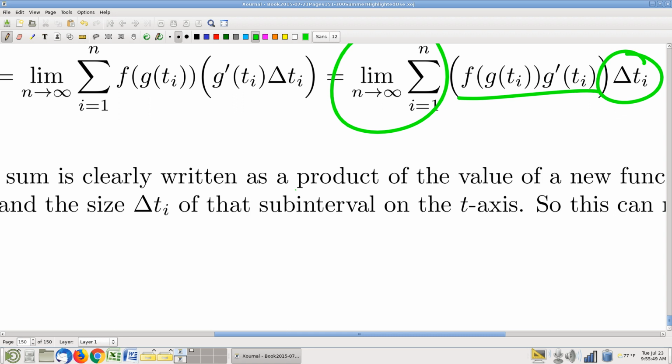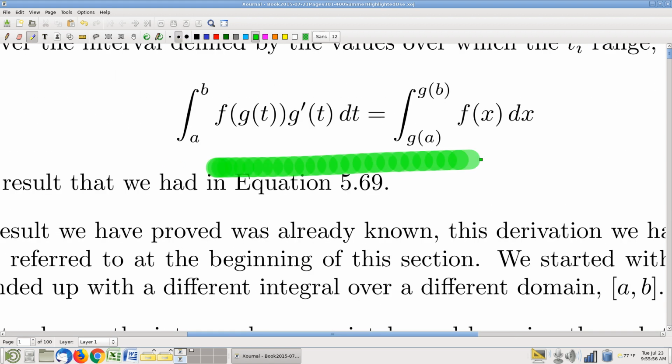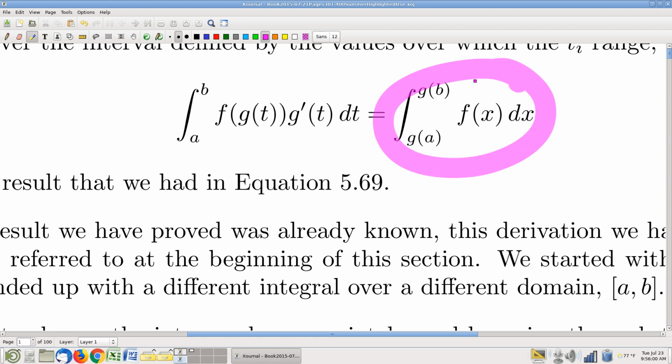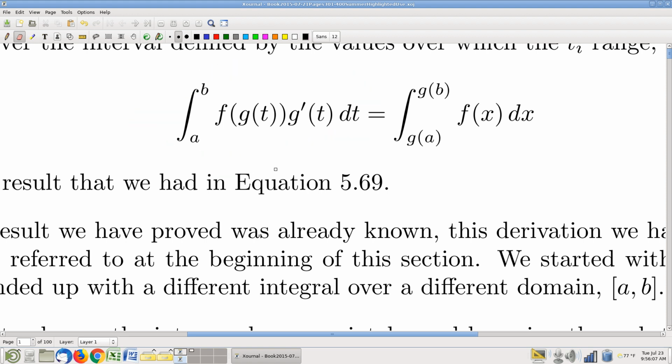Here you go, your substitution rule. Okay, so we started off with this integral, right? And we did some algebraic rewrites, and our result was this integral. Now, two things I want to observe that I think are important.